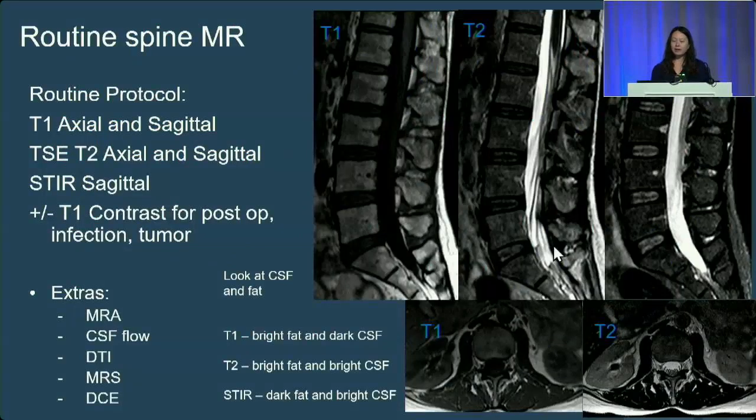So our routine spine MRI protocol has a sagittal T1, sagittal T2, and STIR. And we also get axial T1s and axial T2s. So that's our routine protocol. That's going to be pretty standard throughout most institutions, I think.